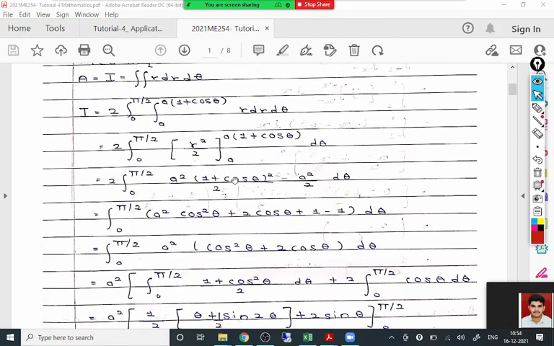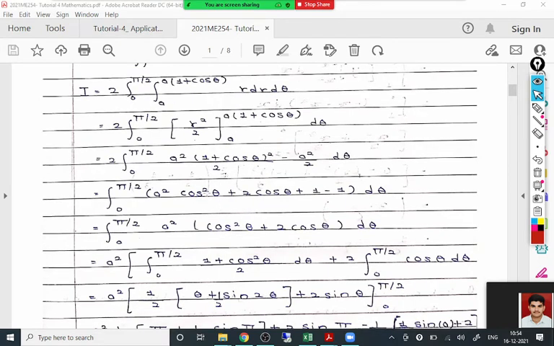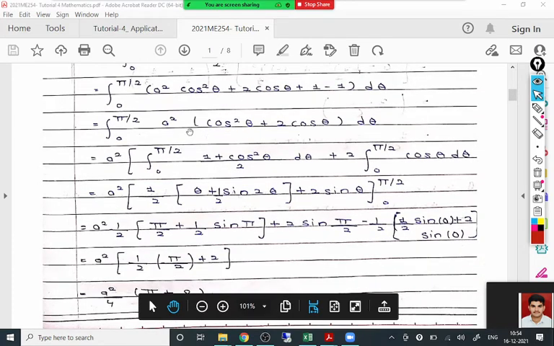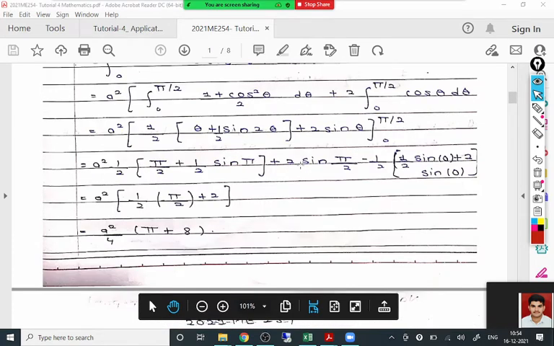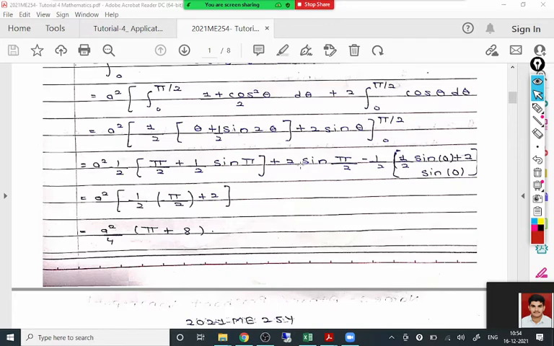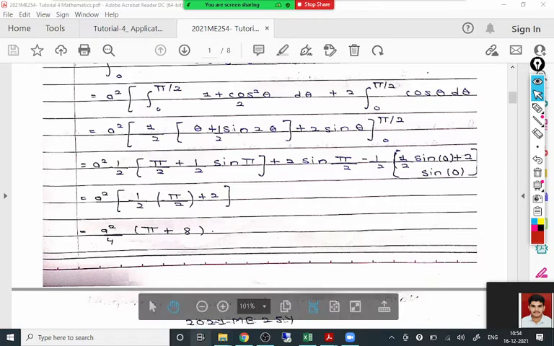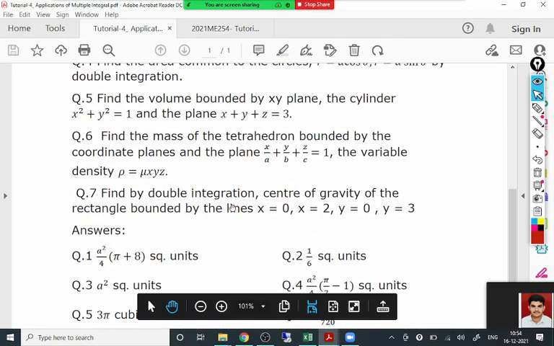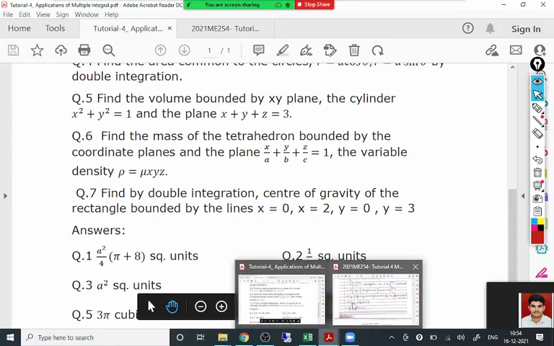The remaining part is integration. Now multiple ways are there to integrate. One way is to replace cos square theta as 1 plus cos 2 theta upon 2, or you can use the Wallis formula also, and you get the answer a square by 4 into pi by 8. Oh, sorry, pi plus 8. Let me check the answer. Answer of question number 1: a square by 4 into pi plus 8 square units. As you are writing the area, you should write square unit there.